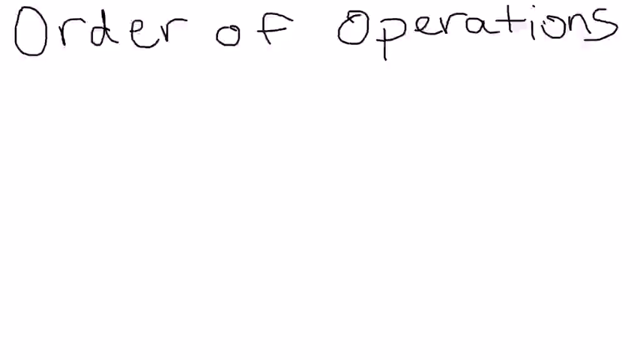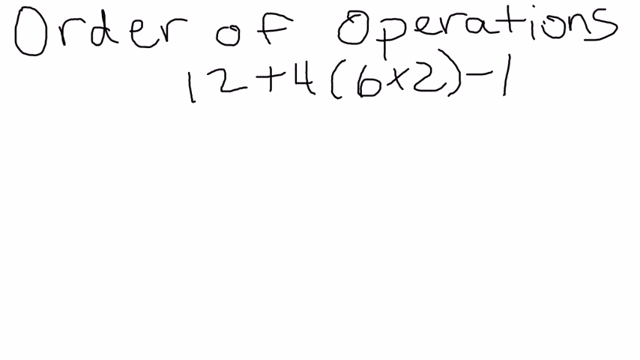Today we're going to talk about order of operations. When you have a problem, say 12 plus 4 with 6 times 2 take away 1, there's a specific order that you need to solve this problem in for it to be correct.